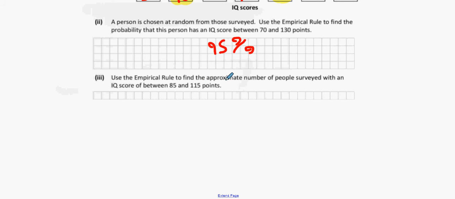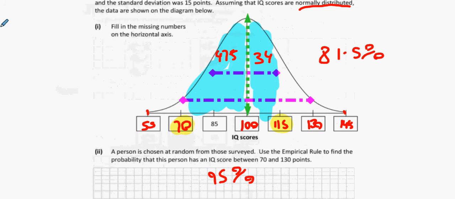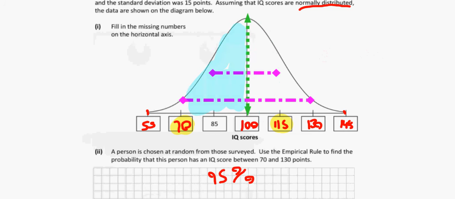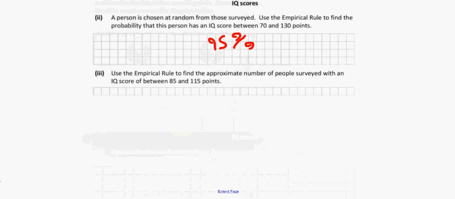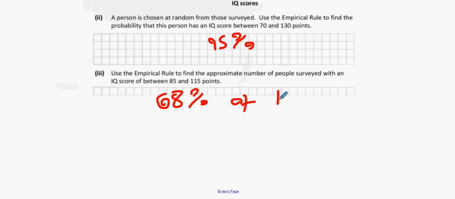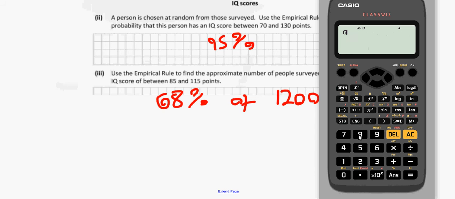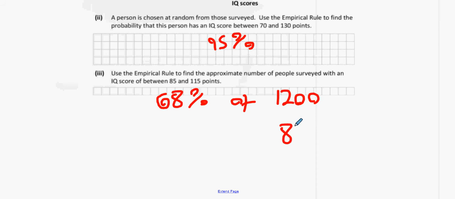Use the empirical rule to find the approximate number of people surveyed between 85 and 115. What's 85 to 115? 68. Now, that's not the answer. That's the percentage, but it's not the answer. 68% of how many people? What's the answer for that then? Anybody get it? 816. Yep. Alright. So this stuff is easy money if you remember.